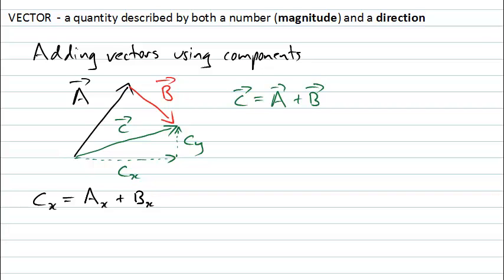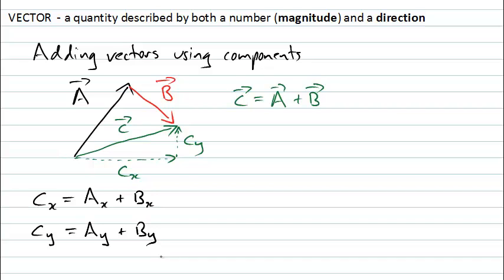And remember, these are just numbers now. The direction is already given because I'm looking at them in the x direction. I can do the same thing with the y component. It will simply be equal to the y component of a plus the y component of b. And again, if I know enough information, I can use trigonometry to determine these components. Then I simply add the components up.